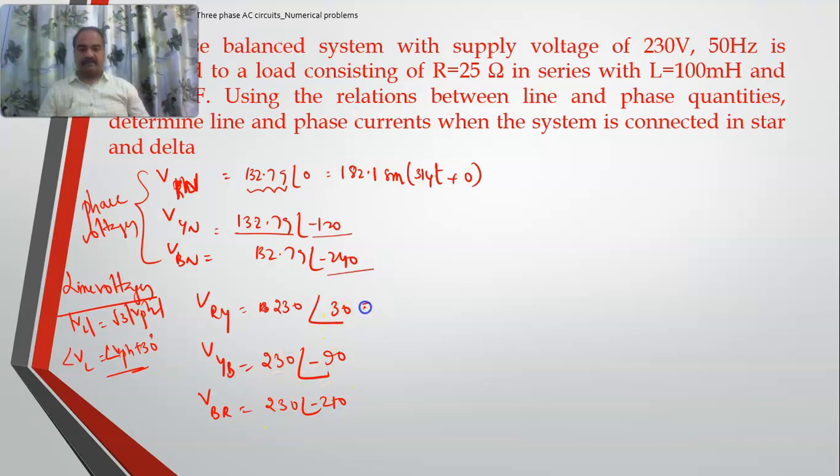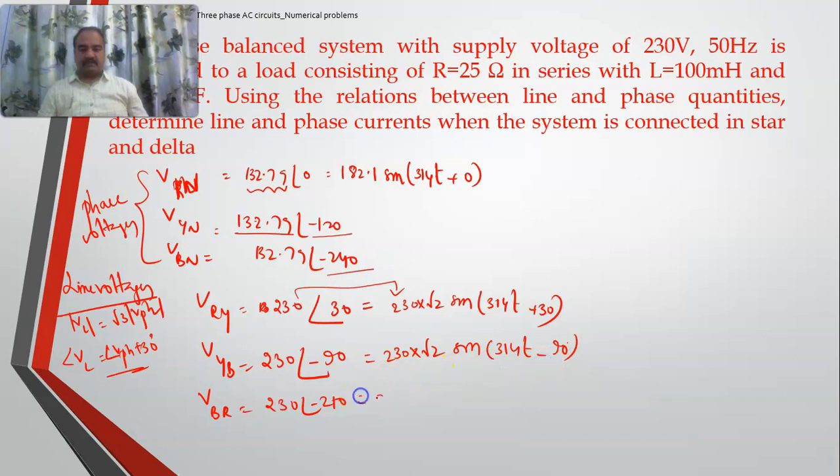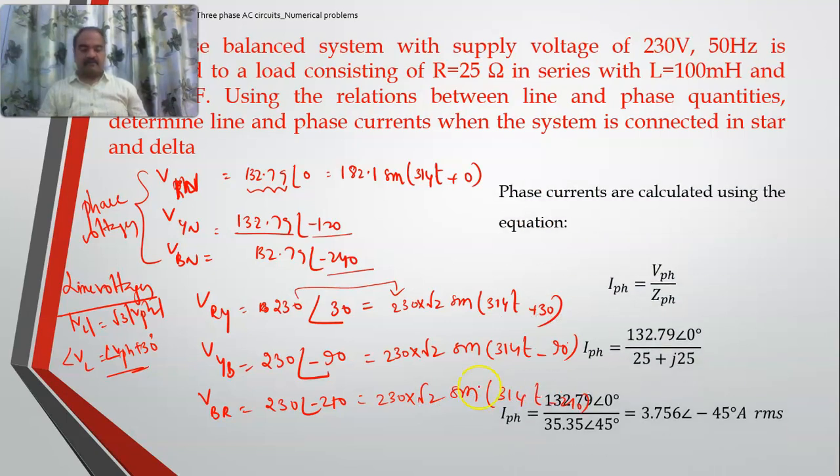Now if you want to write the instantaneous equation, what you should write here is 230 into root 2 sine 314t plus 30. Whatever value you get here, the next one is 230 into root 2 sine 314t minus 90, like that. These are the line voltages.